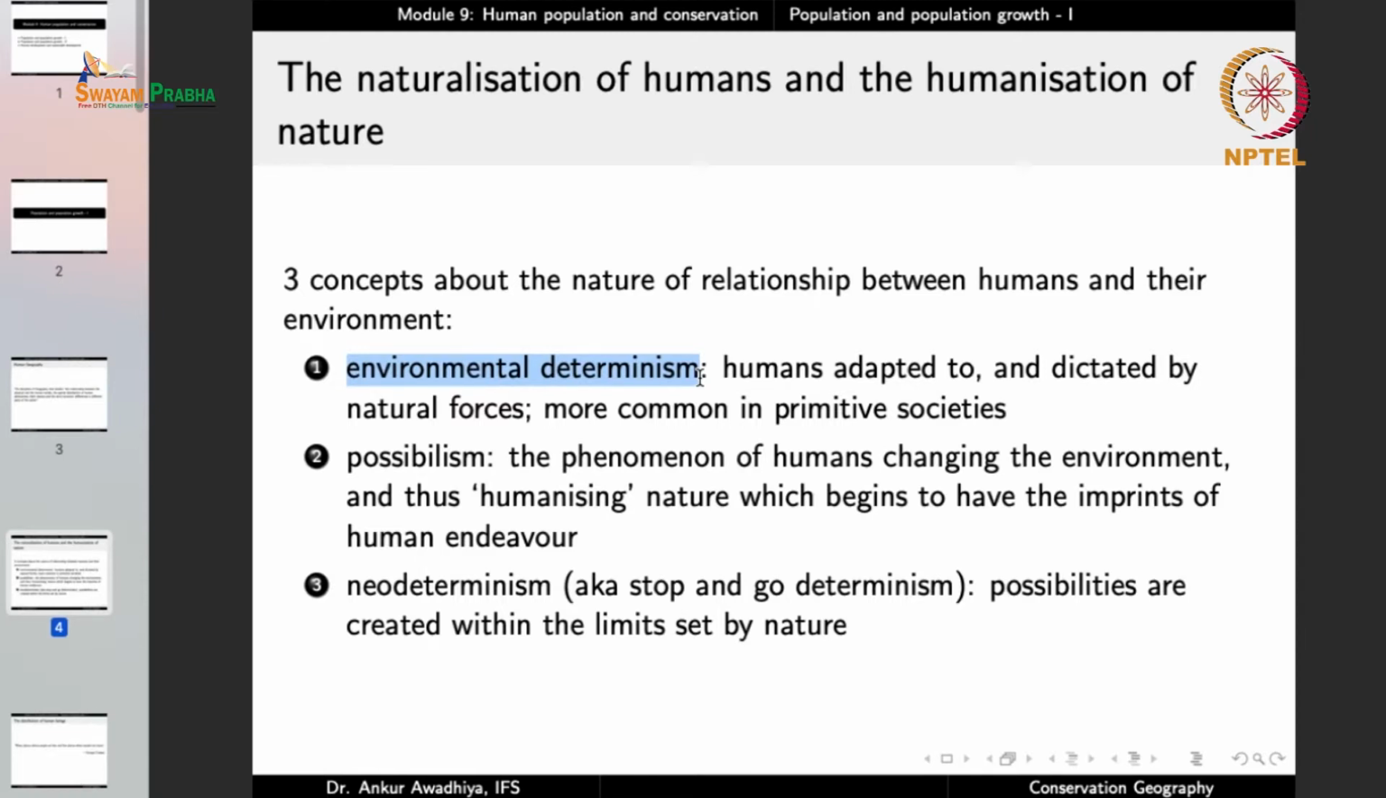So humans will get adapted to their environment, they will be dictated by the natural forces. There is little that humans can do. The environment is the more predominant factor. So when we talk about the relationship between the human world and the physical world, environmental determinism would say that the physical world will always dominate on the human world. That is, humans will only be found in those areas that have a good climate, sufficient availability of water, sufficient amount of food, and so on. The environment determines the humans. And for a very large portion of our existence on this planet, this was actually true.